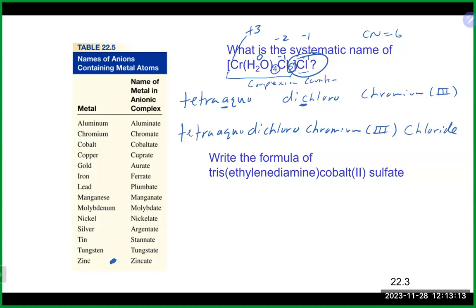Obviously, if the counter ion was not there, our complex ion would have a -1 charge and a +1 charge, I'm sorry.